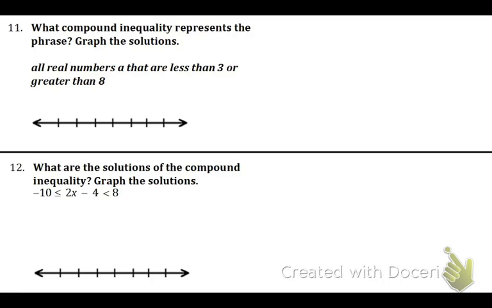In number 11, what compound inequality represents the phrase and graph the solutions? All real numbers A that are less than 3 or greater than 8. So we're using the variable A, and let's just kind of split it up. Less than 3 or greater than 8. So hopefully it's obvious to you this is an or problem. A is less than 3 or A is greater than 8. And hopefully you recall that or inequalities are going in opposite directions. They will never cross paths.